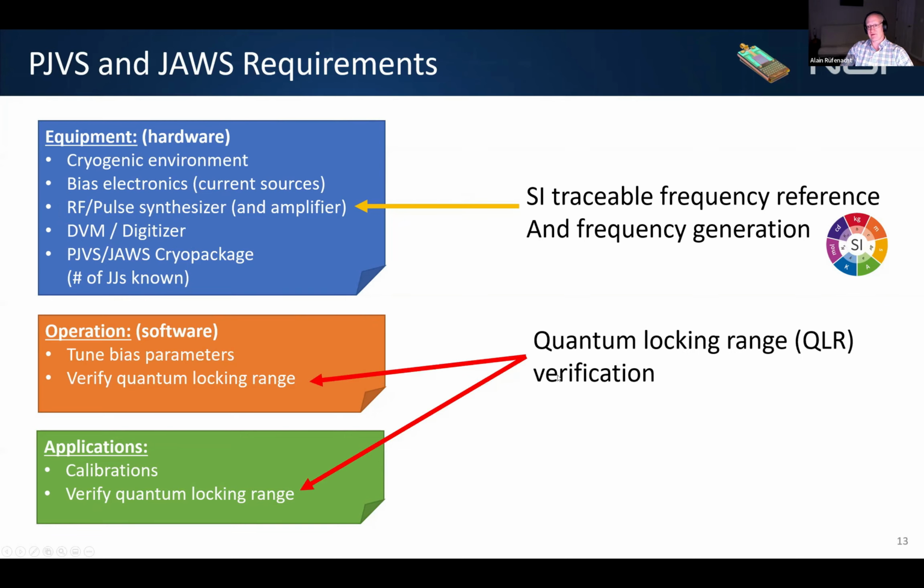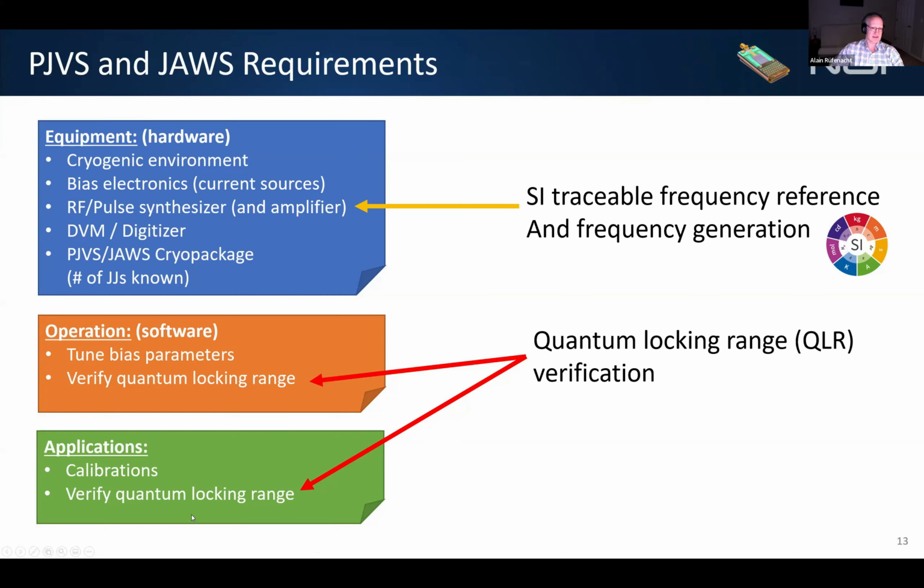The second thing is to verify the quantum locking range. There are 2 states to operate a quantum standard. It's either in its quantum state or not. And that's the verification we need to do. And I put 2 arrows here because yes, we can tune the device by itself, have nice performance, and then we connect our equipment to some applications, and we have a different circuit. In that particular case, the circuit itself can generate noise or other issues. So the best practice is to verify the quantum locking range while operating the device.